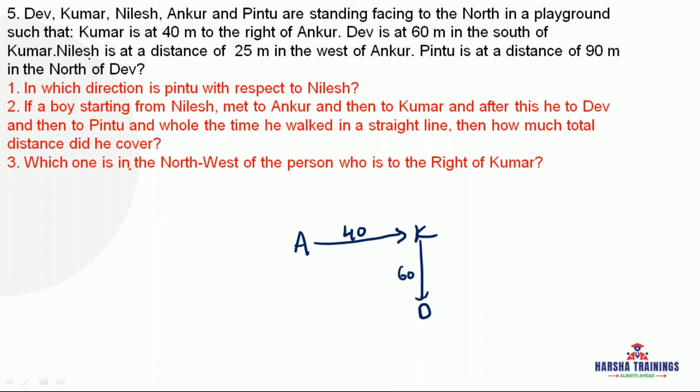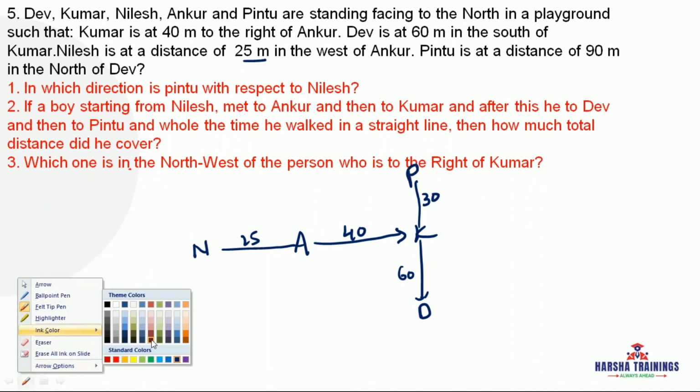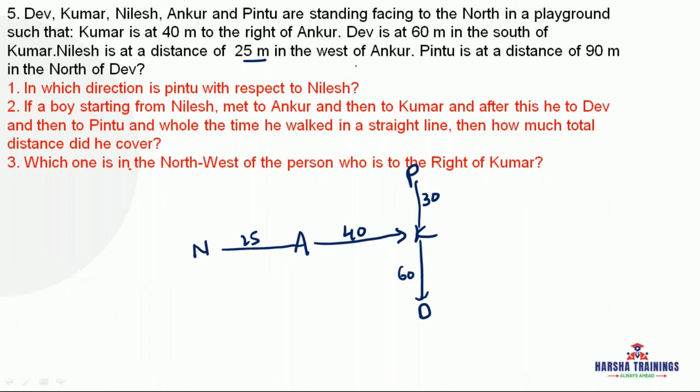Next, Nilesh is at a distance of 25 meters to the west of Ankur. So this is Nilesh, 25 meters. Next, Pintu is at a distance of 90 meters to the north of Dev. So on the north side of Dev, already 60 and this one is 30, total 90. There is Pintu. Okay, and what is the first question here? In which direction is Pintu with respect to Nilesh?